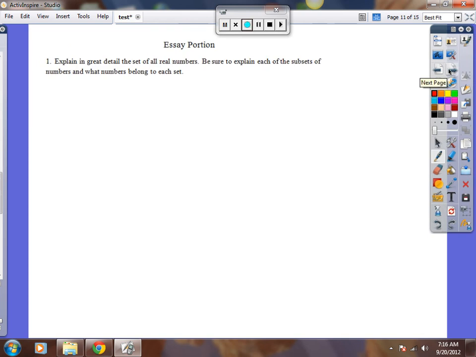Okay. I'm not going to go over this one. It's in your notes, so just copy and paste in your notes. You need to have the naturals, the wholes, the integers, the rationals, the irrationals, and the reals. You've got to explain each set.